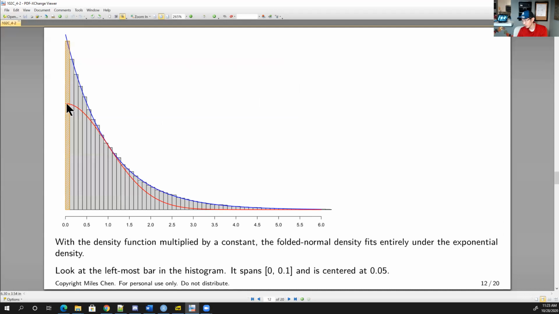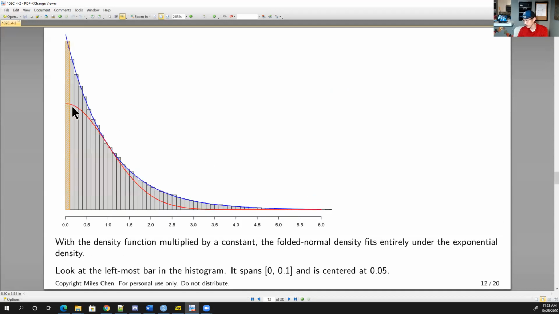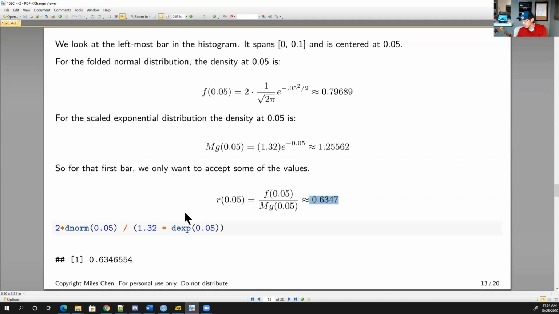So this height is around 1.255, and this height is around 0.8, and so the ratio is around 63.5%. We only want to keep around 63% of the values that get proposed between 0 and 0.1. If the exponential distribution proposes a value between 0 and 0.1, we only want to keep around 63.5% of those values, because the exponential is proposing these values way too often. That's our issue.